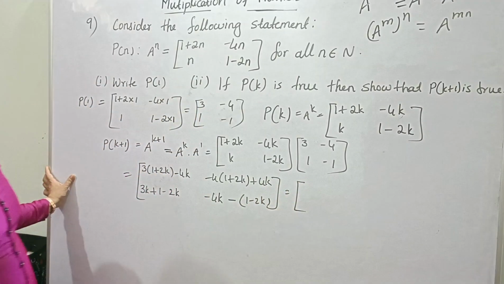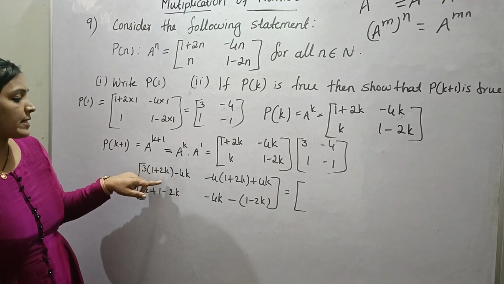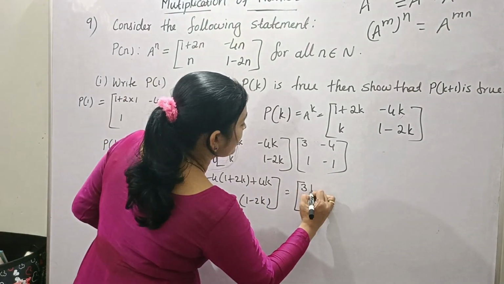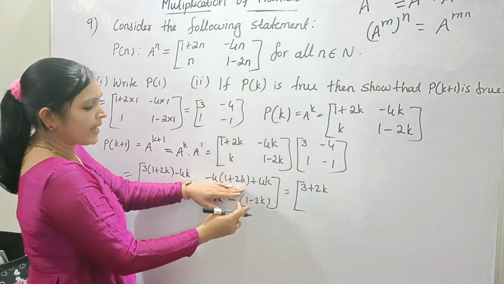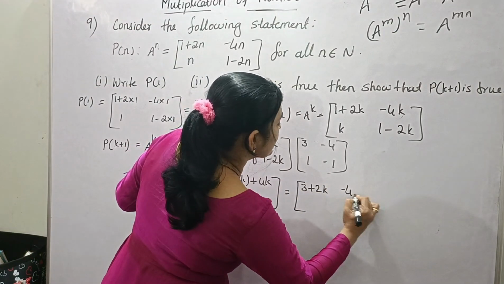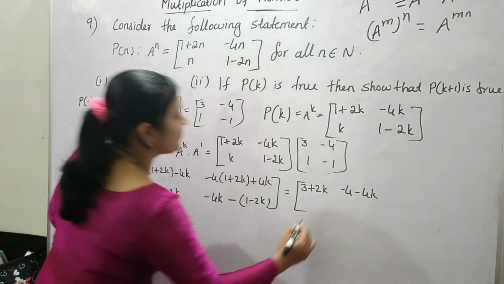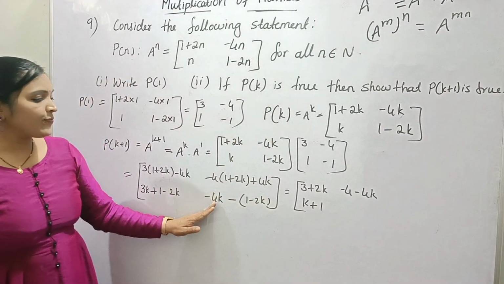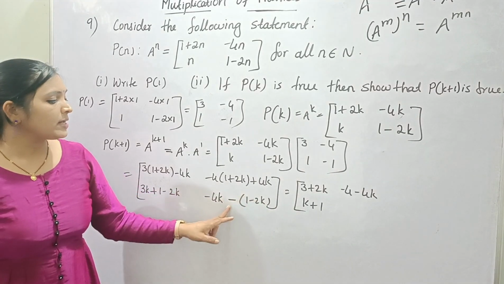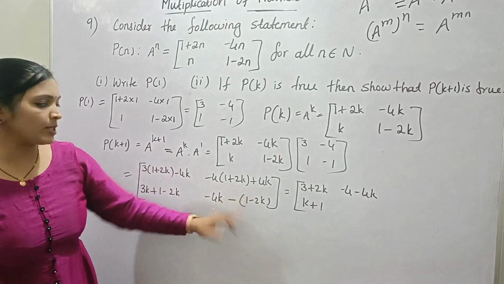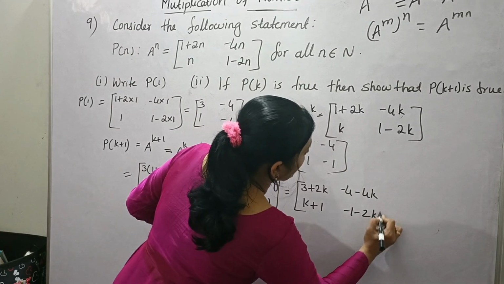Here, expand this one and simplify. 3 into 1 plus 2k is 3 plus 6k minus 4k, so 3 plus 2k. Minus 4 into 1 plus 2k is minus 4 minus 8k plus 4k, that is minus 4 minus 4k. Here 3k minus 2k is k, plus 1. Here minus 4k, multiply minus to each of the terms in the bracket: minus 4k minus 1 plus 2k, so minus 4k plus 2k minus 1. So minus 1 minus 2k.